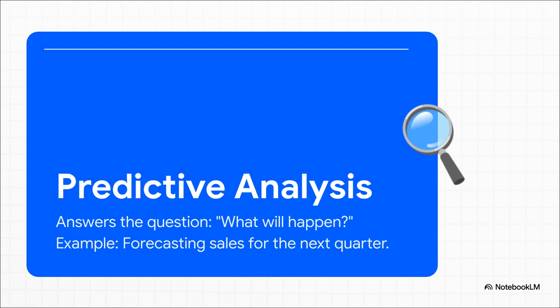But, just looking in the rearview mirror is only half the battle. The real magic happens with predictive analysis. This is where we ask, what will happen? We use all that historical data and those trends we found to start forecasting the future, like predicting what sales are going to look like next quarter. This is where data stops being just a record and starts becoming a strategy.